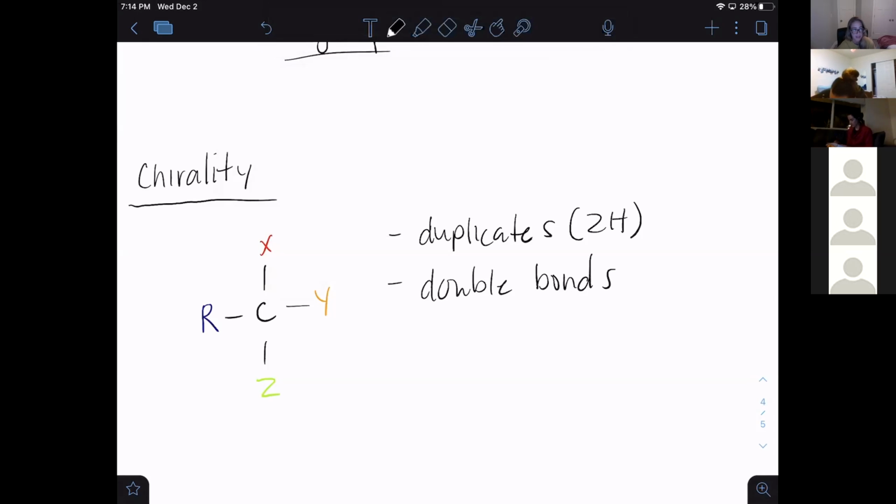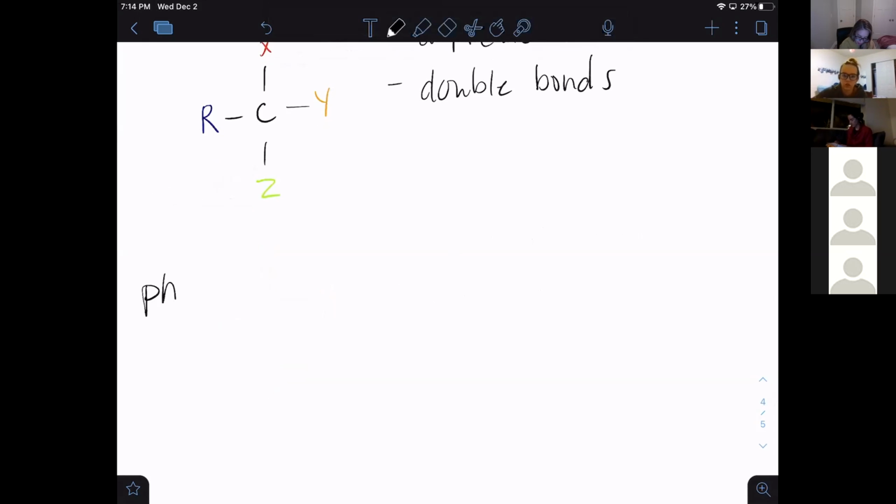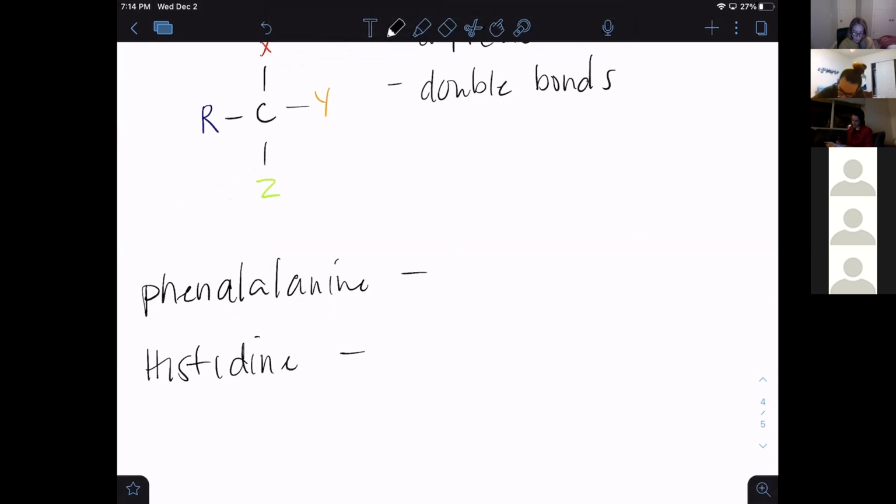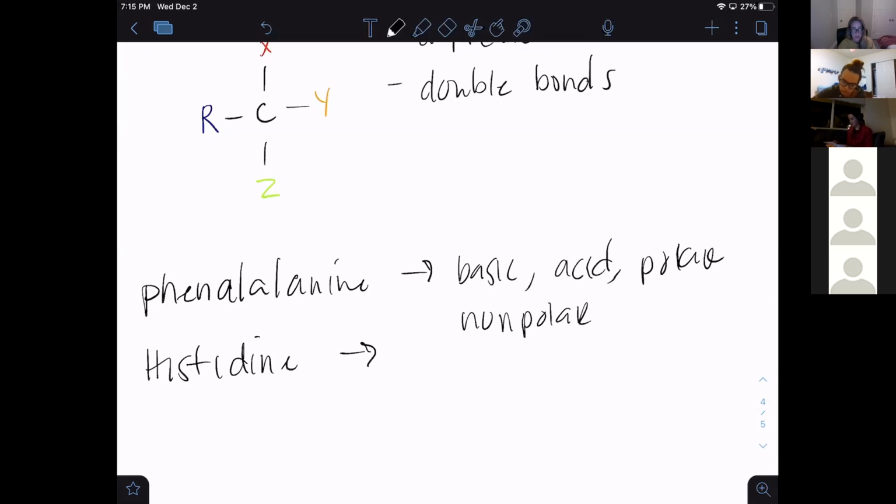All right, let's see what else we got. Remember how we talked about histidine, phenylalanine, and things of those sorts? Those are amino acids that I would know. Phenylalanine, and I would know histidine. What do you need to know about them? You need to know if they're basic, acidic, polar, nonpolar. Okay, all of those. Same goes for here. You need to know those too.